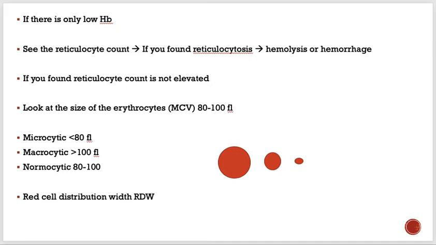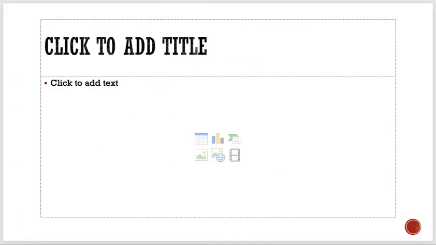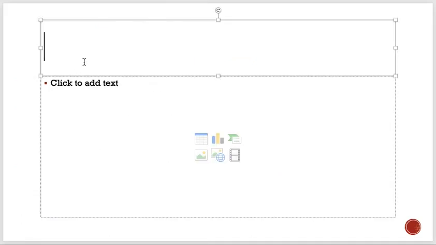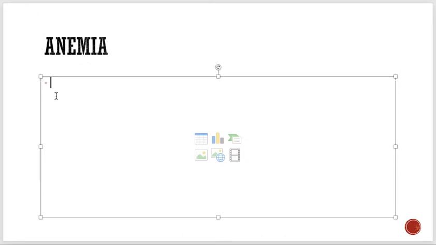Okay, simply guys, this is the way we go and we reach the diagnosis. So now I will talk about anemia, just the classification. What I told you, microcytic, right? Normocytic and macrocytic. Okay.